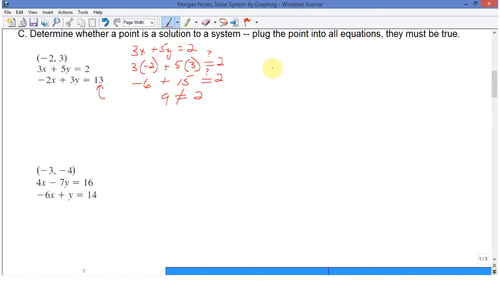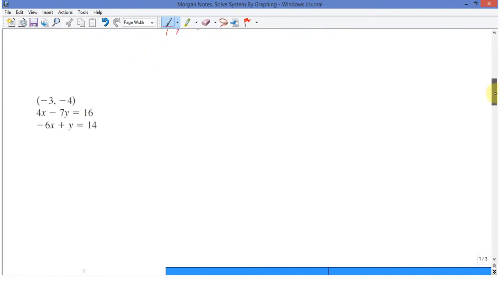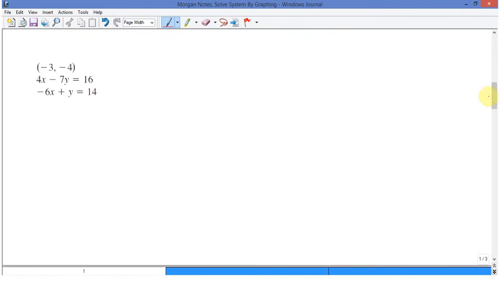I'm not going to actually draw the lines out for that. That would be a situation similar to this, where if we had two lines, the point would actually be on one of the lines. If it's true on that, it would satisfy one of the equations, but it's not satisfying the other equation.